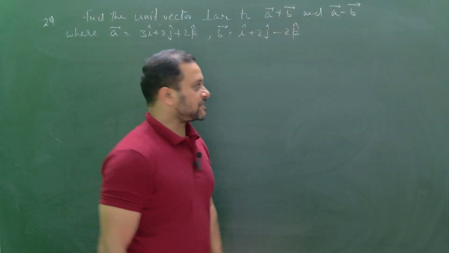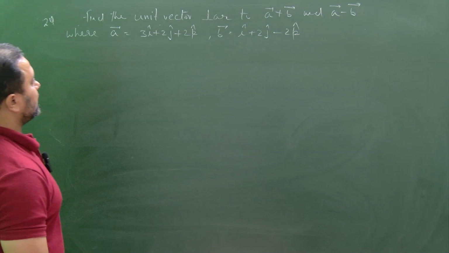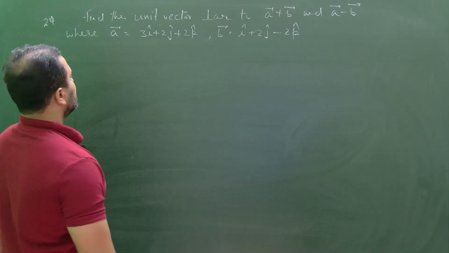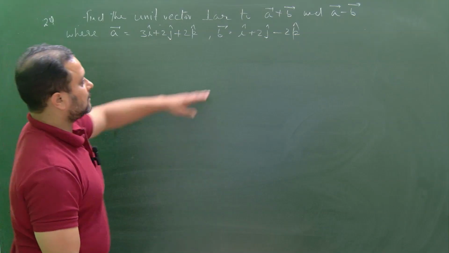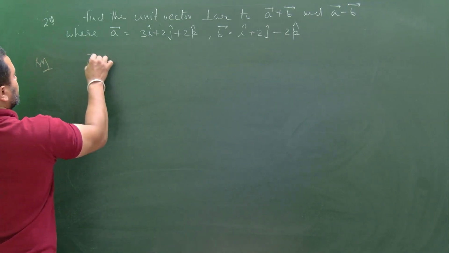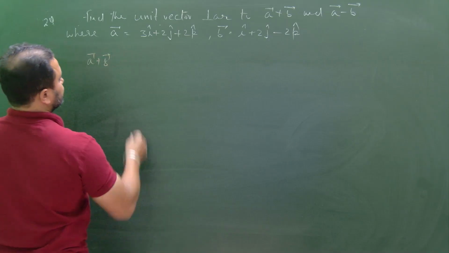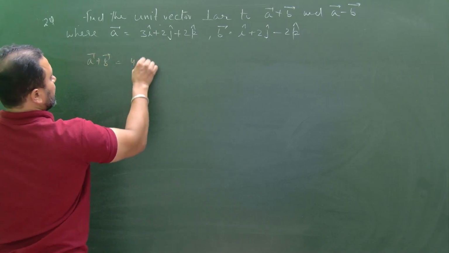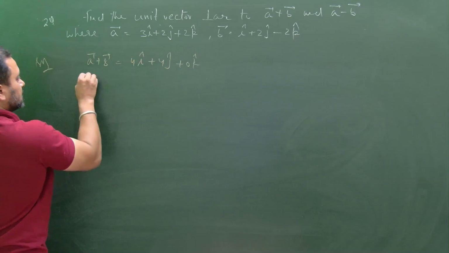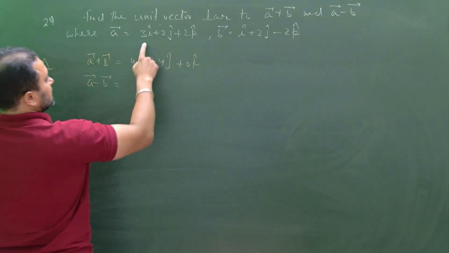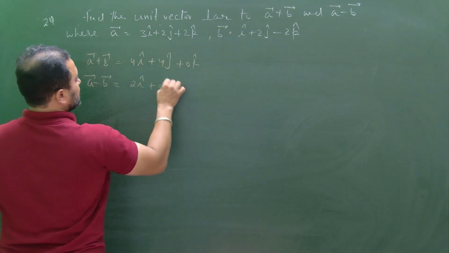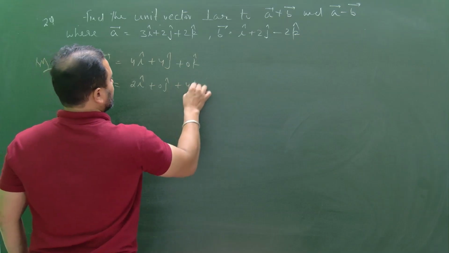Question number 2, and the statement: find the unit vector perpendicular to the a vector plus b vector and a vector minus b vector. हमें यूनिट वेक्टर फाइंड करके दिखाना है जो इन दोनों के परपेंडिकुलर है. तो देखते हैं इसका सॉल्यूशन क्या बनेगा. पहले a वेक्टर प्लस b वेक्टर देखते हैं क्या होगा. इन दोनों को ऐड करके this is 4i, 4j and 0k. This is a vector minus b vector: 3 minus 1 is 2i, 2 minus 2 is 0j, and 2 minus minus 2 is 4k. These are the two vectors.